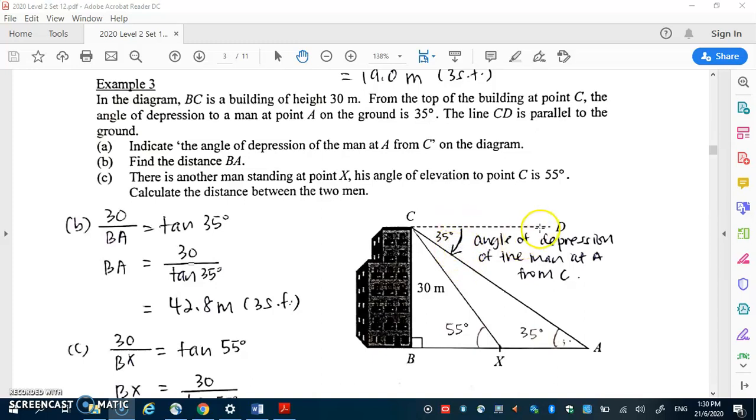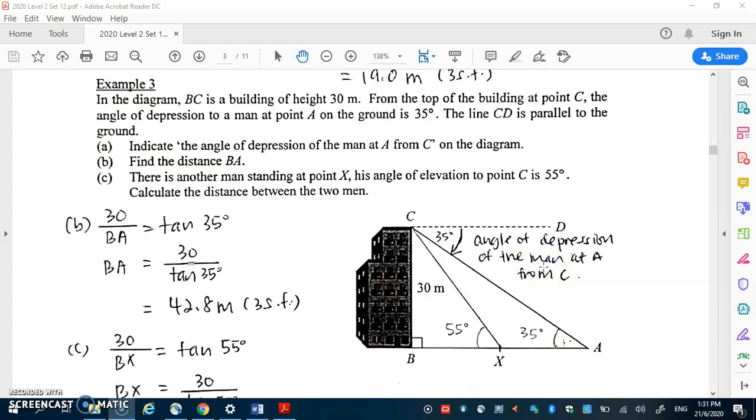Okay, and because these two are horizontal, right? Both CD and AB are horizontal. They are parallel lines, and hence this 35 degrees is the same as this 35 degrees over here, which is CAX. Okay, because of alternate angles. So this is how you find the angle of depression here, and ensure that you also know that this is 35 degrees. Okay, question already told you, to make it even more obvious, right? Question told you that line CD is parallel to the ground. Indicate the angle of depression of the man at A from C on the diagram. So this is how you indicate. You write down 35 degrees here, and you say angle of depression of the man at A from C.